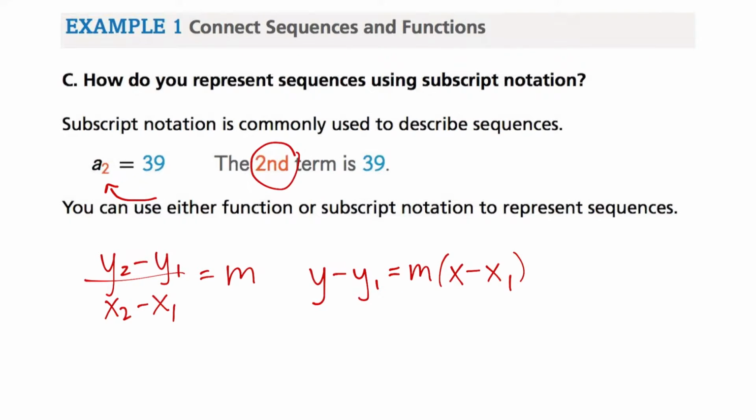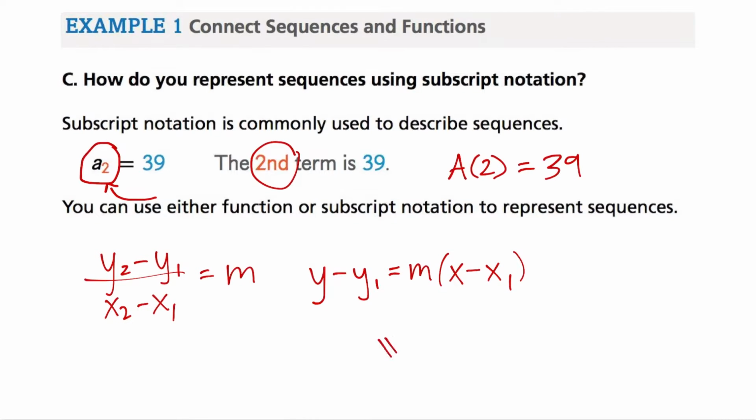To say this out loud, anytime we have a subscript, we say a, then sub, meaning subscript, and then whatever the number is. So to say this equation, we would say a sub 2 is equal to 39. If we had this here, that would be a sub 3. Later on we will have formulas where we're using the term number, and the term number is unknown, so we'd represent that with a sub n.